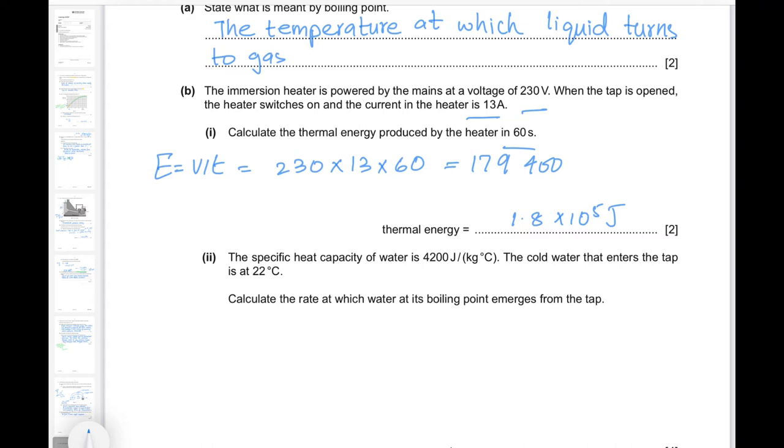2. The specific heat capacity of water is 4200 joules per kg degree Celsius. The cold water that enters the tap is at 22 degrees Celsius. So this is going to be the initial temperature.